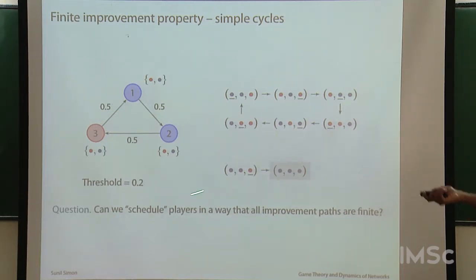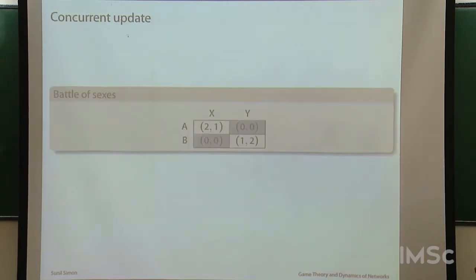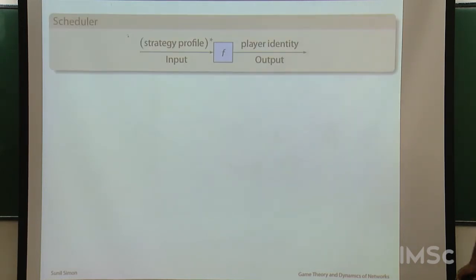But the question that we want to ask is, can you schedule players in a way that all improvement paths are finite? So that's like in between finite improvement property and weakly acyclic games. Is that clear? So this we had already mentioned. So let's define what is a scheduler. A scheduler is simply, it takes as input a finite string of strategy profiles, and on the output it produces a player index. So it's simply a function f which takes on its input any finite string of strategy profiles. On the output it tells you which player has to be scheduled. Some player index.